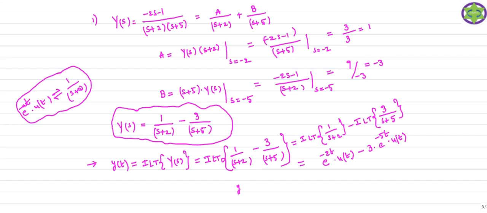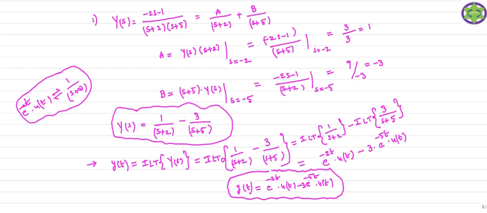That is your y of t. So this y of t is the response. y of t is nothing but e power minus 2t into u of t minus 3 into e power minus 5t into u of t. So this is the response of the system.